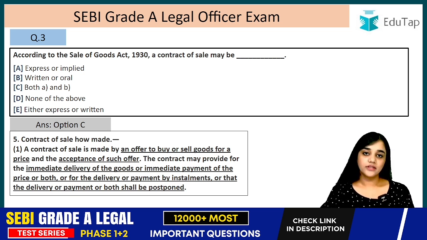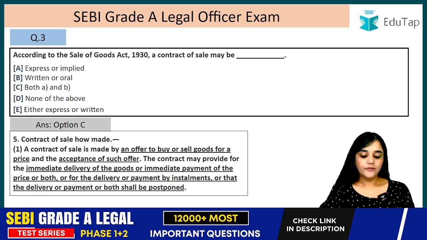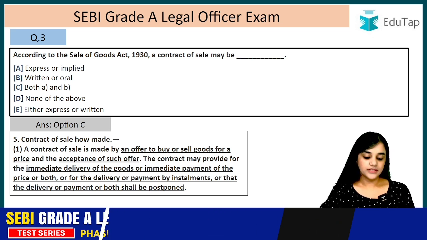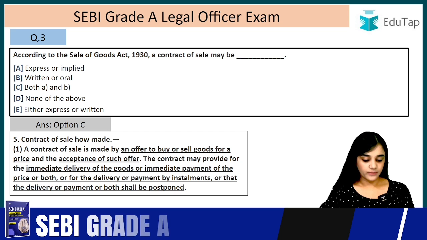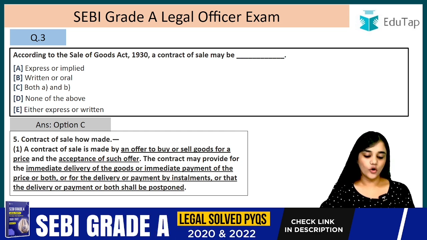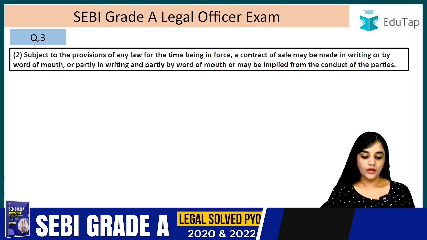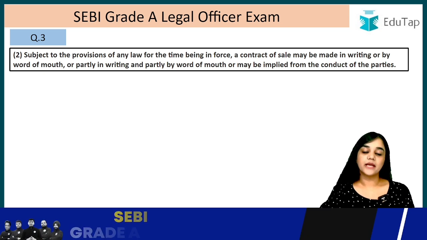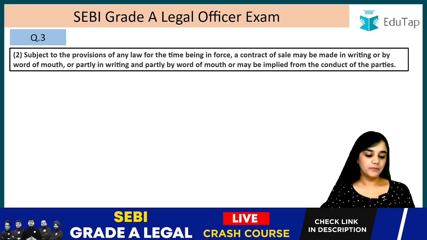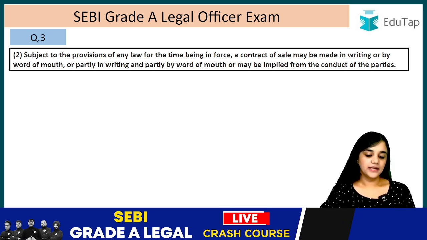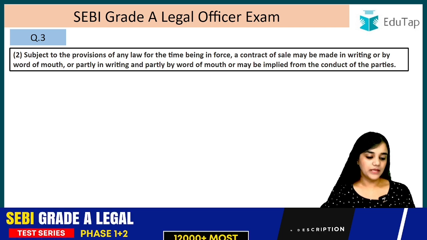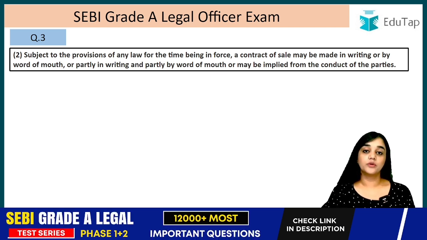The contract may provide for the immediate delivery of the goods or immediate payment of the price or both. So anything, whatever they decide, it is according to the parties, or for the delivery or the payment by installments. It could be by installments as well, or that the delivery or the payment or both shall be postponed. So whatever the parties decide, it is going to be valid, right? Subject to the provisions of any law for the time being in force, a contract of sale may be made in writing or by word of mouth, or partly in writing and partly by word of mouth, or may be implied from the conduct of the party. So it could be in writing, it could be oral, it could be partly in writing, partly oral, it can be anything, whatever the parties decide.